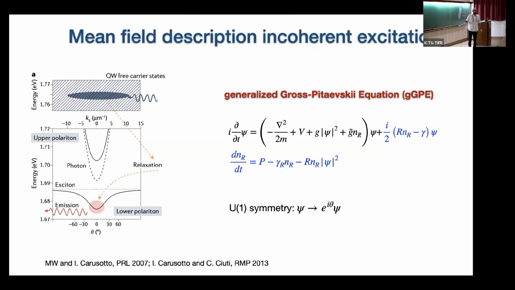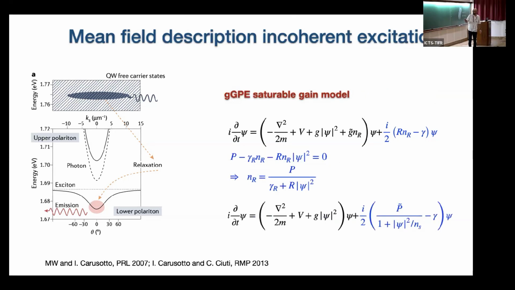So these are 2 coupled equations that you can solve numerically, but to make contact with other types of equations that have been used before, it's actually useful to simplify this a little bit. So if you say that this reservoir here is in a steady state, then you can solve it with respect to this. You substitute it back and you get a single equation now with some saturable gain that has been used in laser physics before.